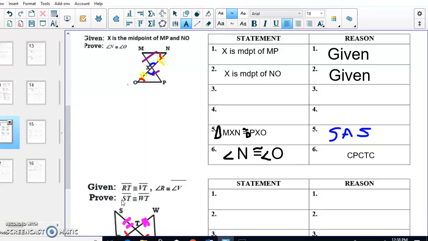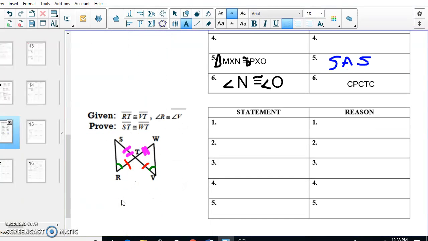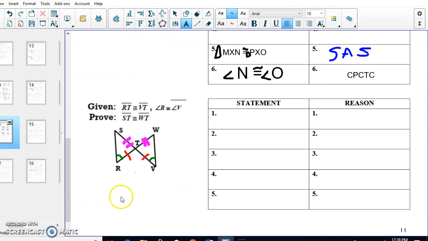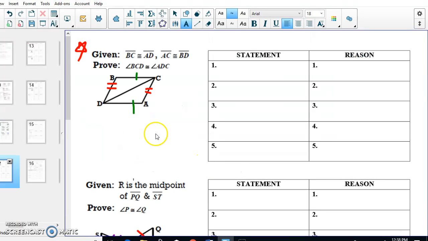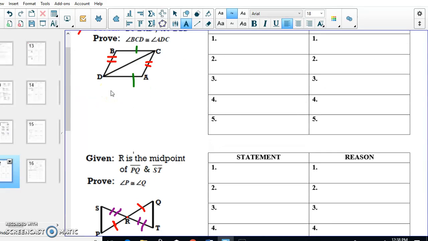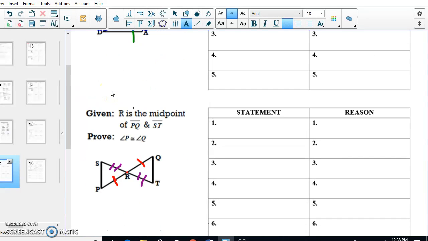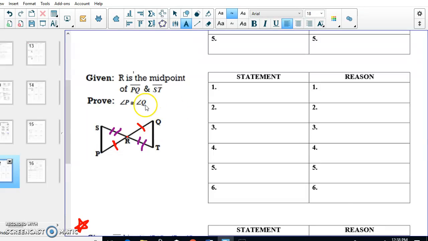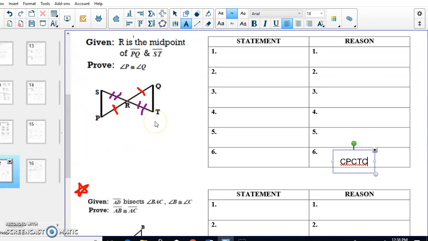Okay, now here I'm just going to show you this is how I label my photo. Like I said, first thing I do, label that given information. Coming up here, same thing again. I'm noticing here, oh, I only have 2, so I'm going to have to add something here. What are you going to add in order to prove those triangles congruent? You'll notice your ending reason, guys, for all of these is going to be CPCTC, because as soon as you prove those triangles congruent.